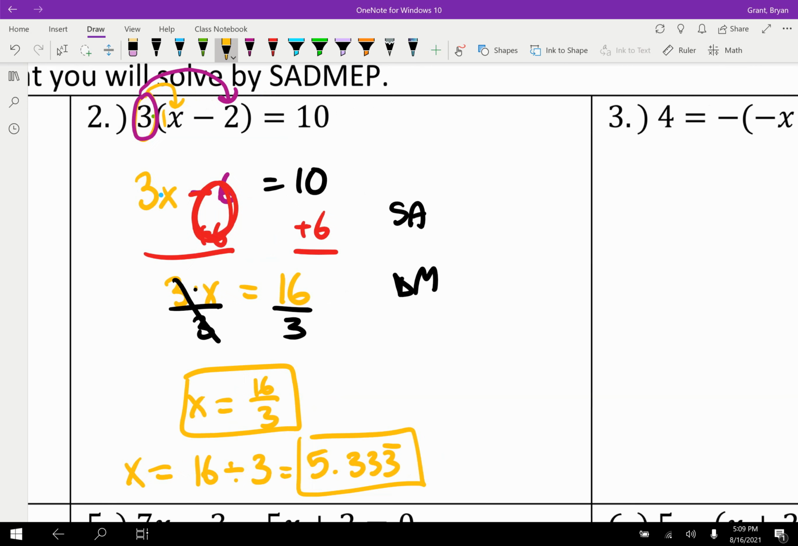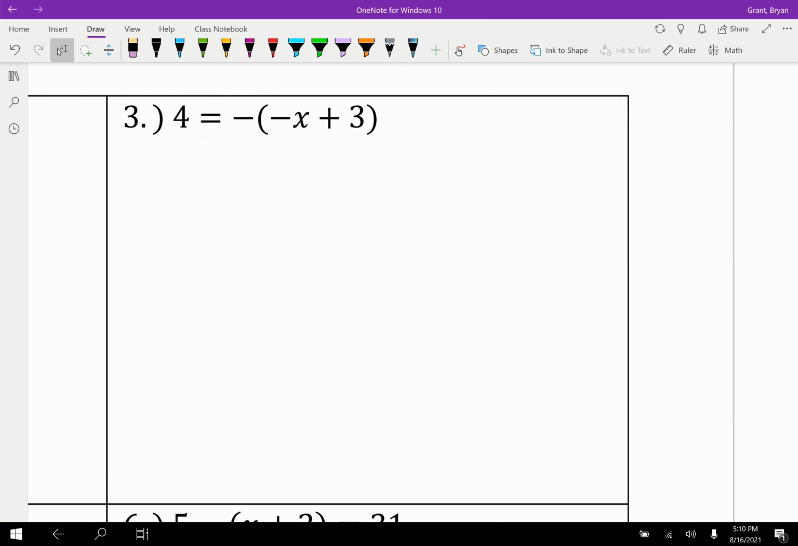All right, moving on. Remember, at any time, zoom off ahead. 4 equals negative, parentheses, negative x plus 3. We need to go through and try to simplify. We start with distributive property.